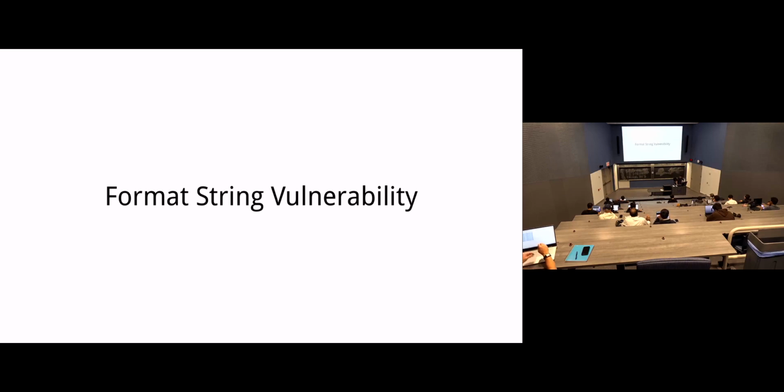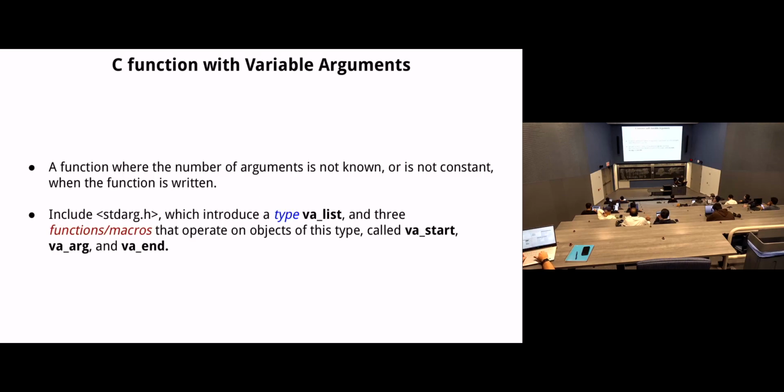Before the format string vulnerability, let's talk about some background knowledge. The first piece of background knowledge is the C function with variable arguments. You have been programming with C. You have been using functions with variable arguments. For example, you have been using the function printf, but probably you haven't developed a function with a different number of arguments yourself. But you have been using that. Printf is one example.